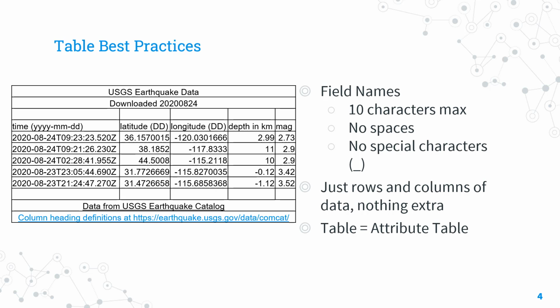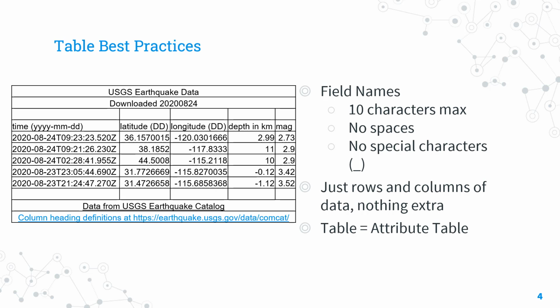Keep field names short, no more than 10 characters. Don't include spaces, don't use special characters, and use underscores in place of spaces if needed. Having only 10 characters to work with makes meaningful column names challenging. As a result, you should always include a list of column names and their definitions with your data tables.